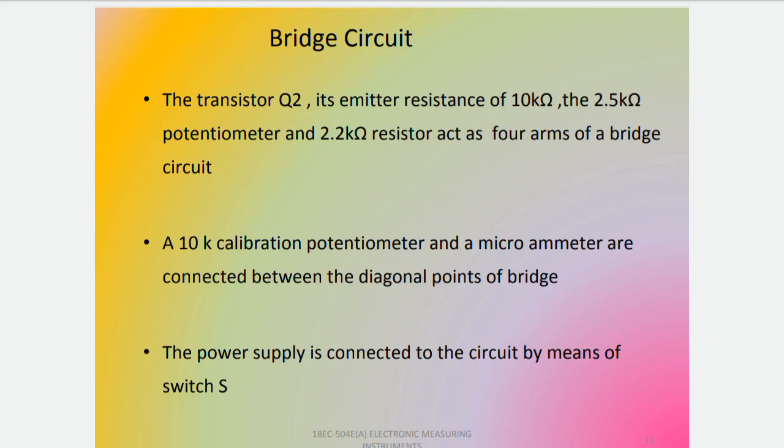A 10 kilo ohm calibration potentiometer and a microammeter are connected between the diagonal points of the bridge, and the power supply is connected to the circuit by means of switch S.